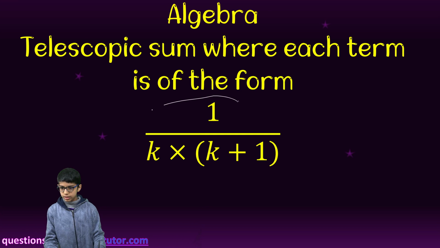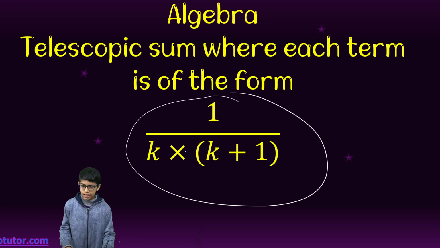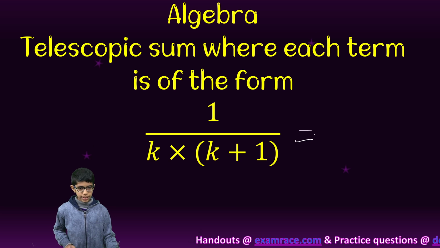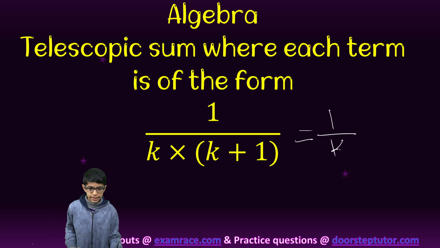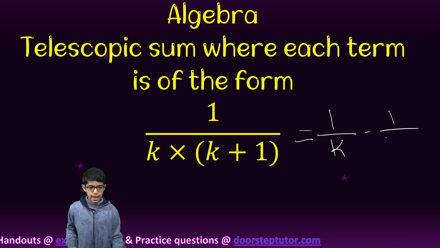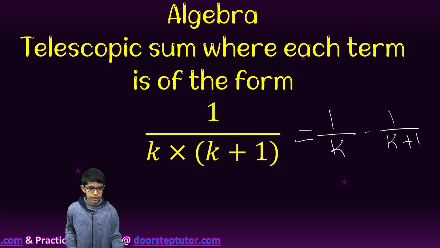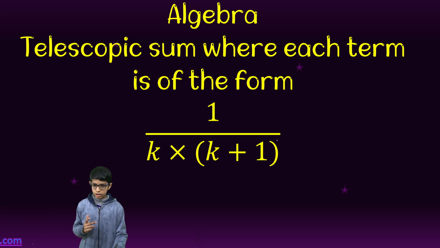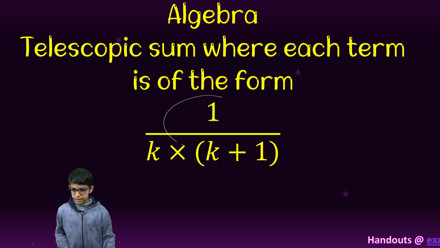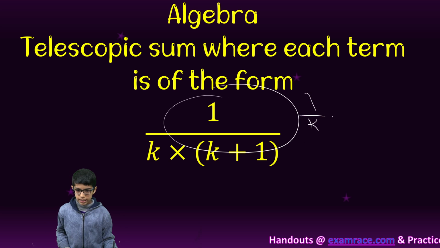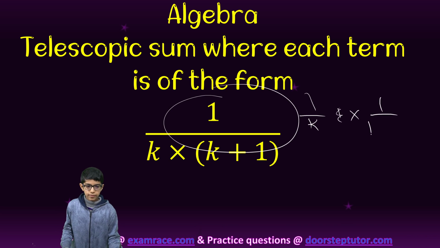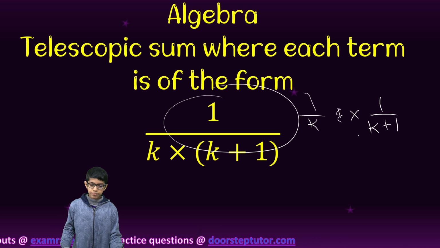Here it is 1 by k into, in the denominator, k plus 1, and what is it equal to? Can you tell me? Yes, it is 1 by k minus 1 by k plus 1. Why? Yes, that is a good question. We can write this as 1 by k, then we will multiply it by 1 by k plus 1.